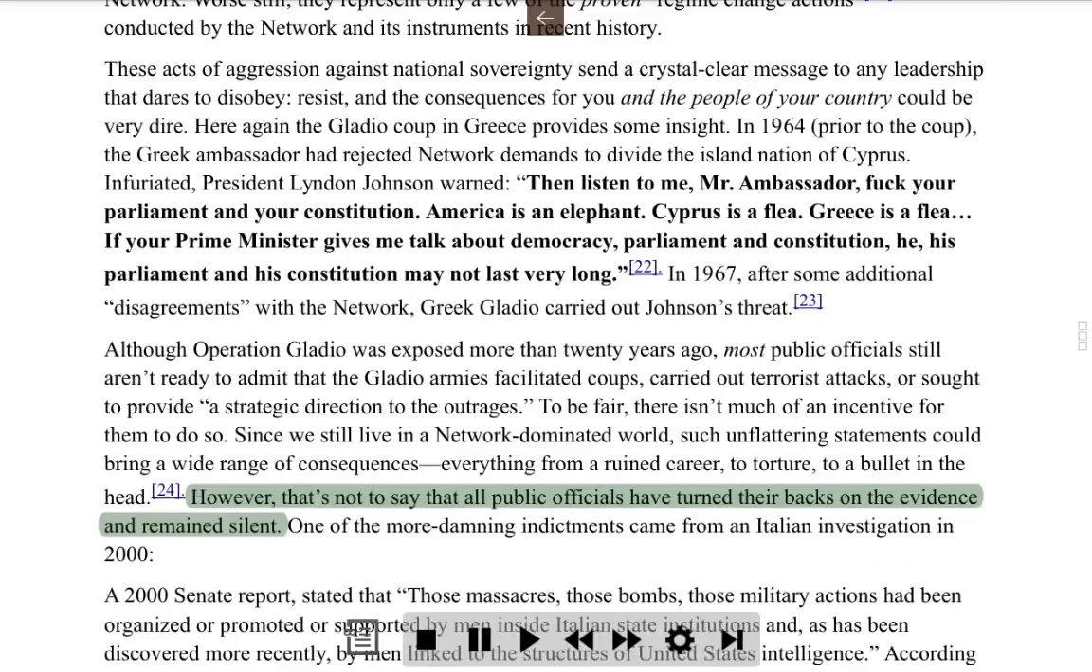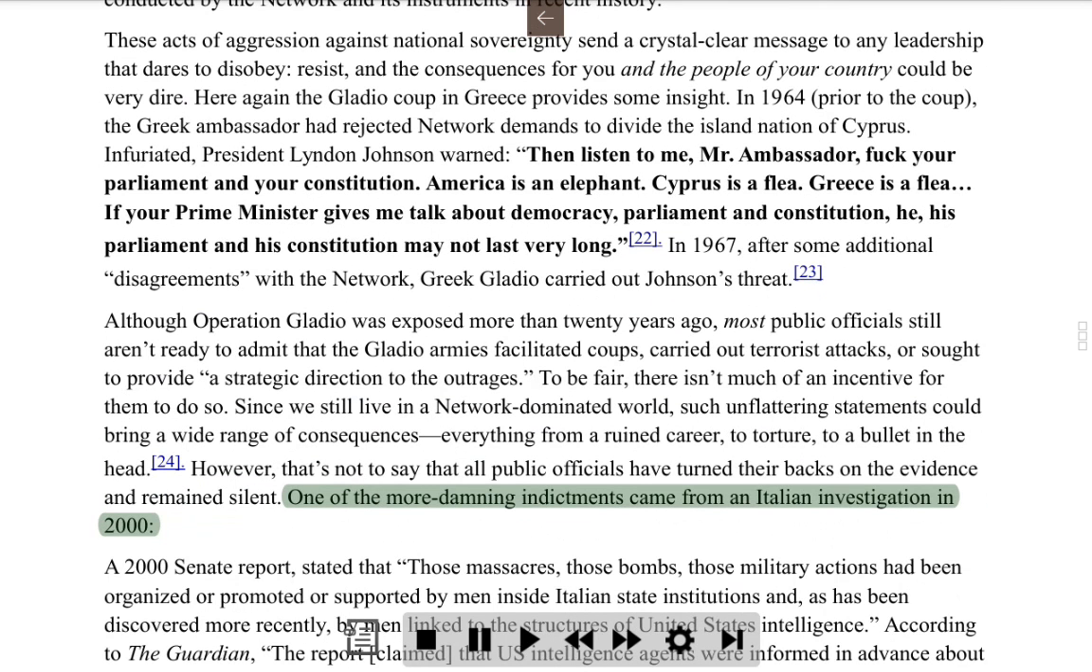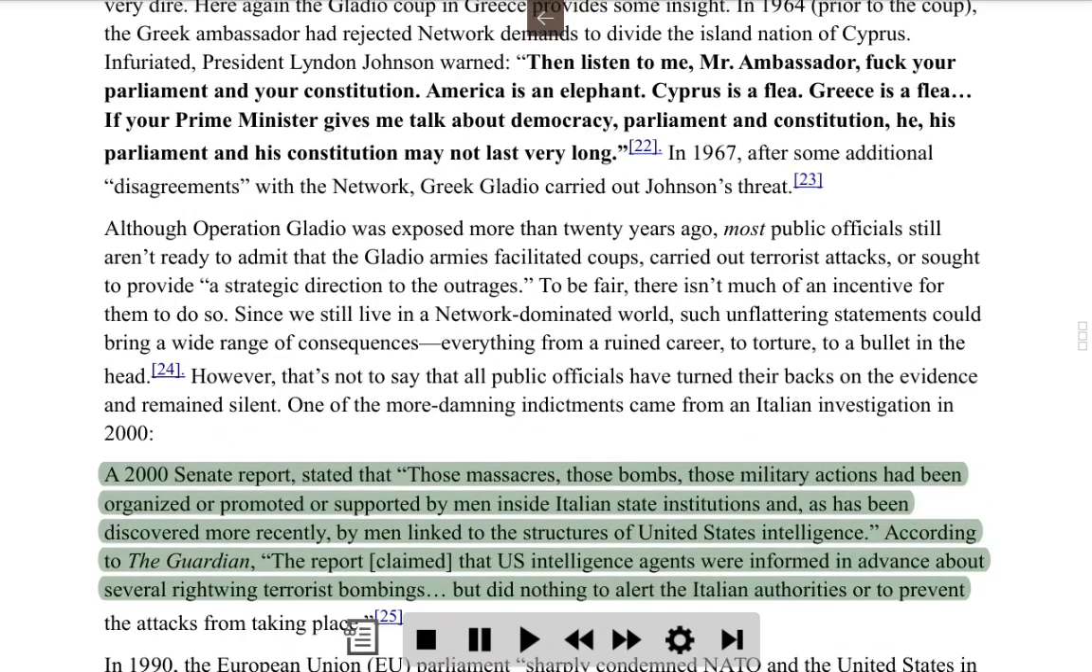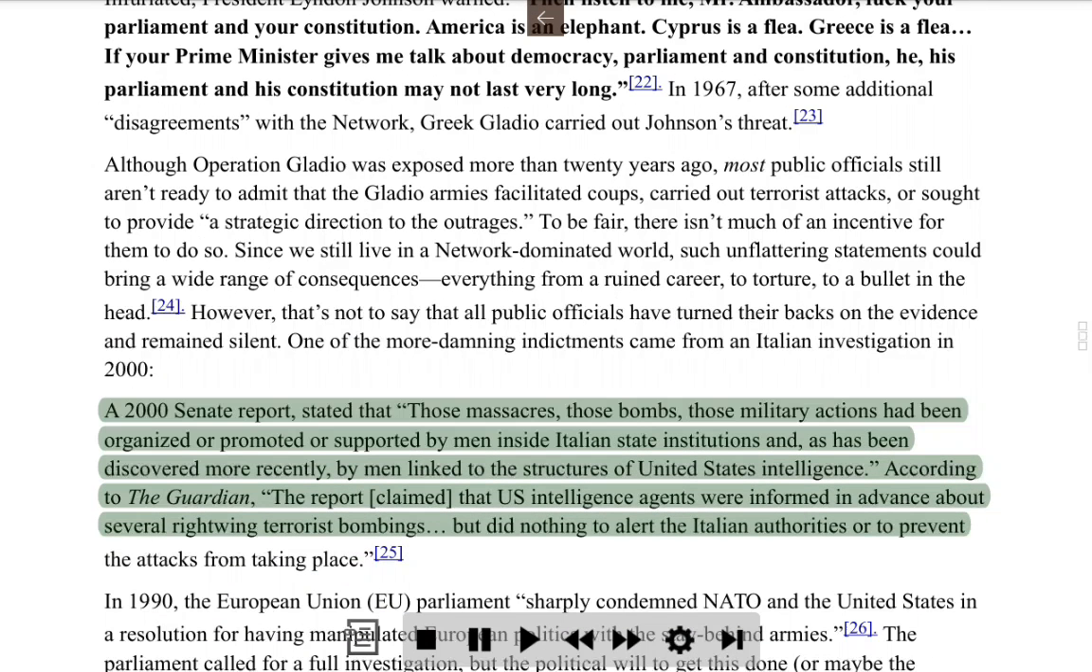24. However, that's not to say that all public officials have turned their backs on the evidence and remained silent. One of the more damning indictments came from an Italian investigation in 2000. A 2000 Senate report stated that those massacres, those bombs, those military actions had been organized or promoted or supported by men inside Italian state institutions and, as has been discovered more recently, by men linked to the structures of United States intelligence. According to The Guardian, the report claimed that U.S.